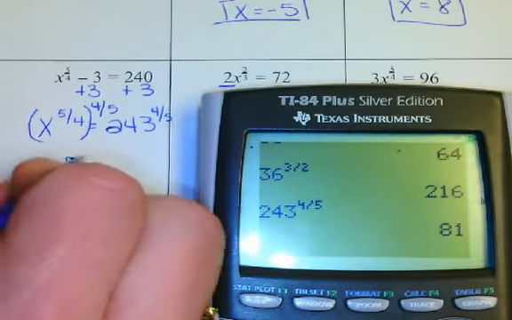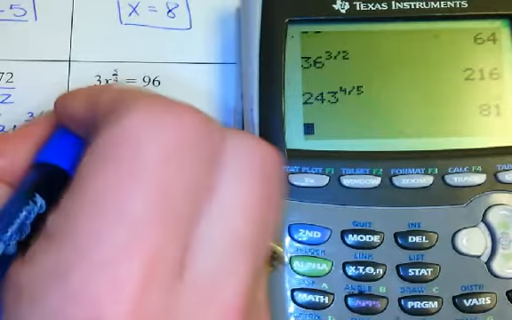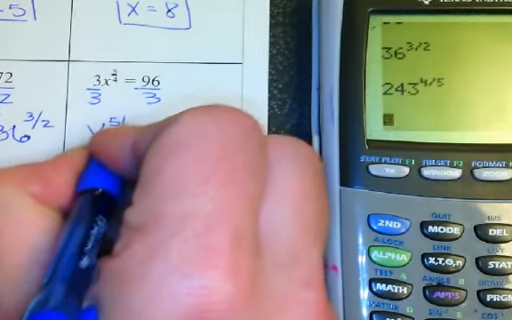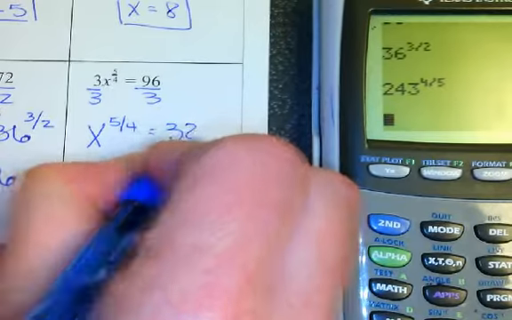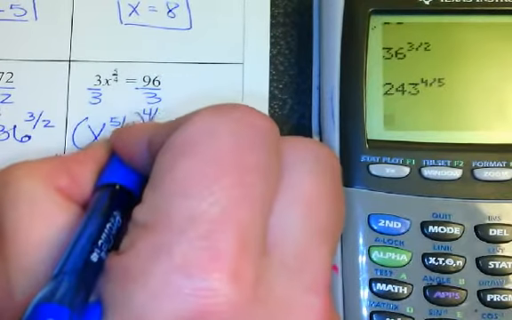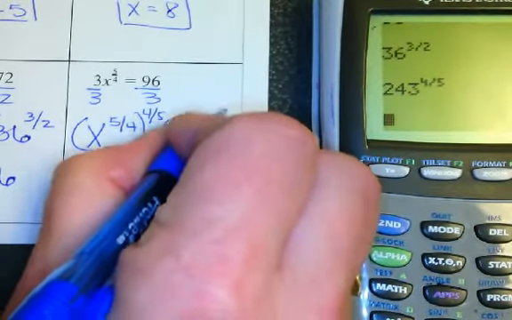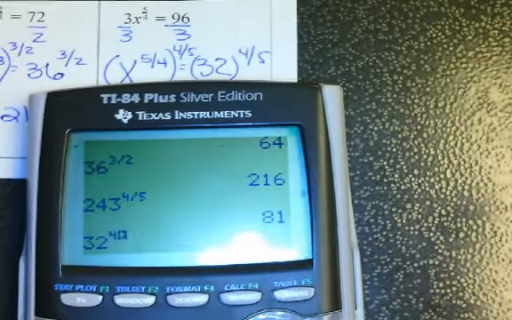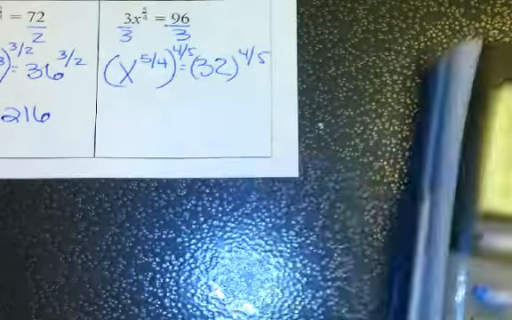This one here, divided by 3, divided by 3, gives me 32, 4/5, 4/5, 16.